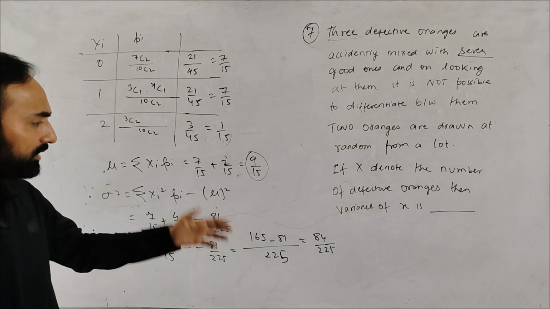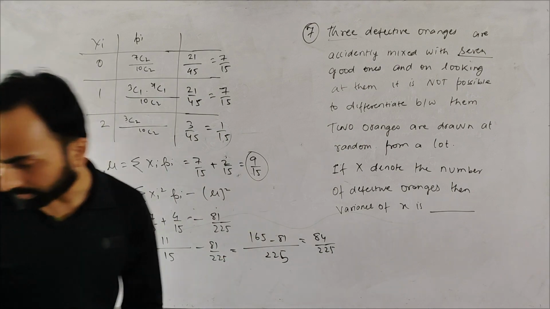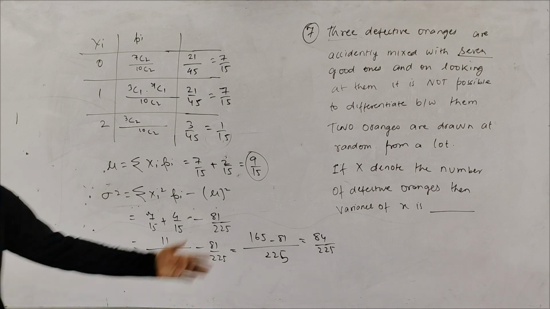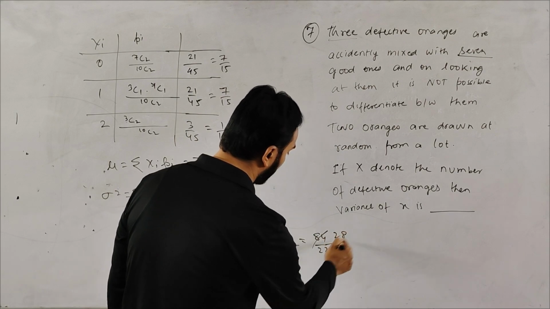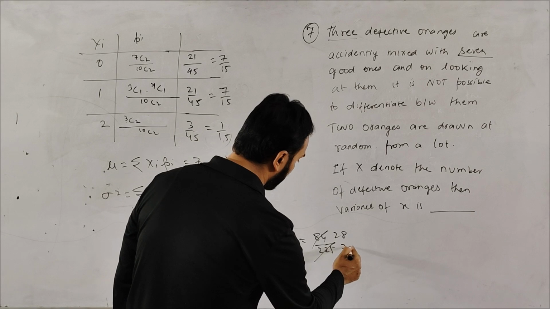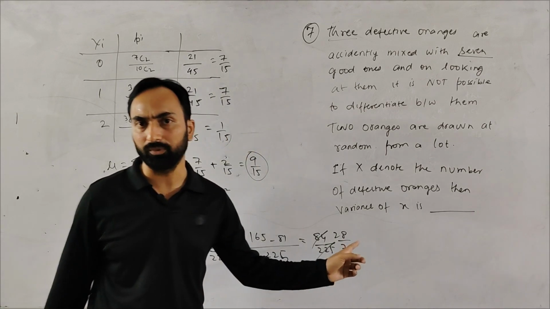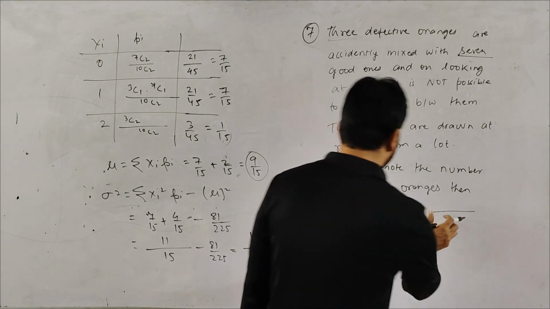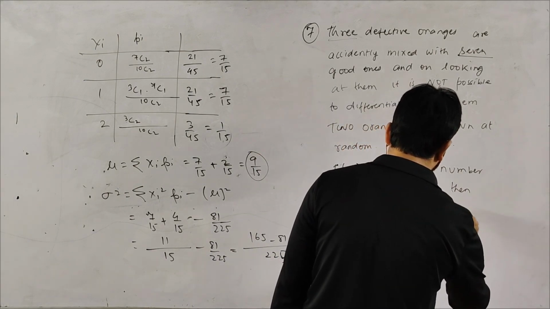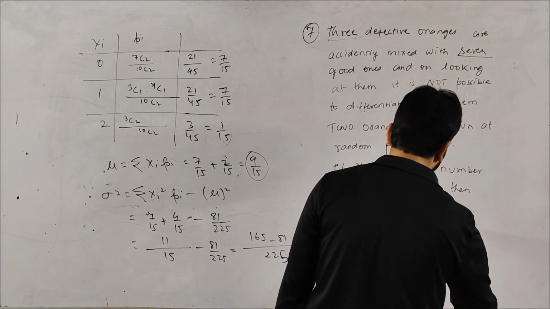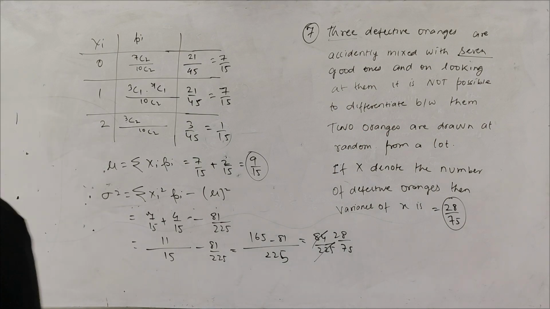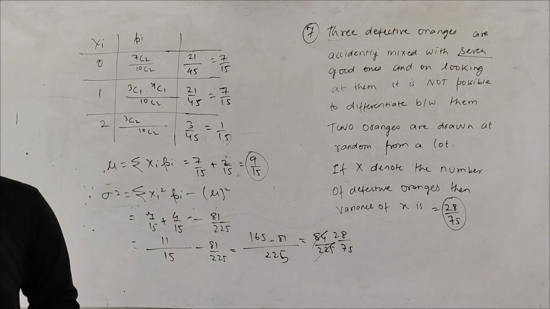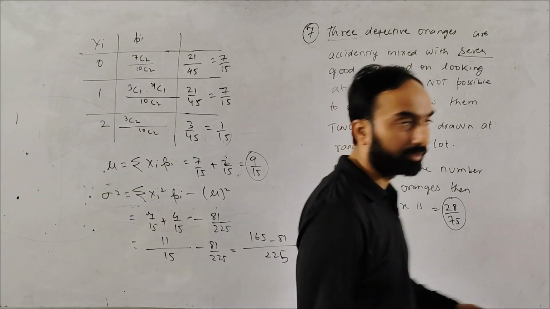Okay, so they have given the answer in which form? Have they cancelled something? 84 and 225: 4 into 21 is 84, 3 into 75 is 225, so cancelling 3 gives 28, and 3 7s are 21, 3 5s are 15. So I think the answer is in this form, 28 upon 75. Just check the answer. 28 upon 75. I think this is the answer. The correct answer is given in this form: sigma square is equal to 28 upon 75. Right? So I hope everybody got it.